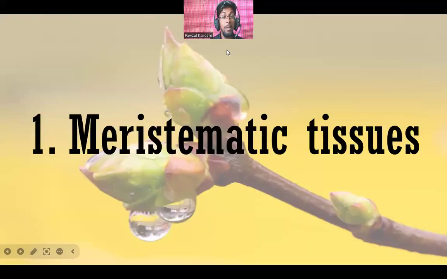What's the part? Meristematic tissues. Now listen very carefully. What is meristematic tissue? Have you forgotten? No, right? What is meristematic tissue? That means the tissues that have the ability for cell division. They will show cell division. That is called meristematic tissues.